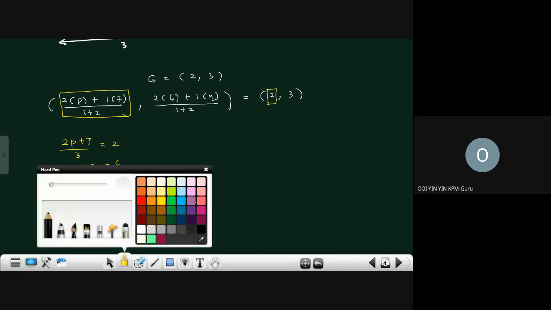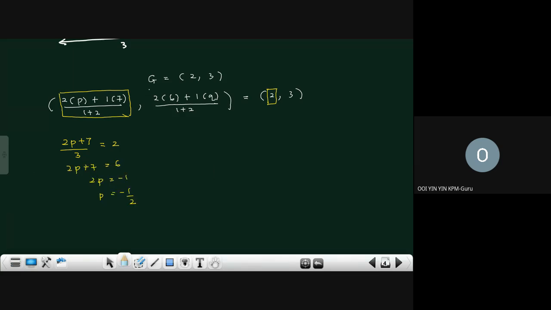Okay, see it? Okay, the next part here, your y will equals to your y here, right? So, 2 multiply 6, you get 12, and then plus q, 1 multiply q, divide with 3 here, equals to 3. Okay, 12 plus q equals to 9. And then your q here will equals to your 12 move the other side, 9 minus 12, minus 3.